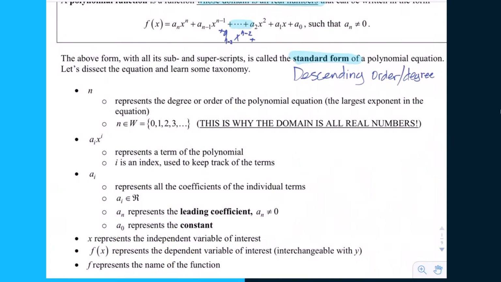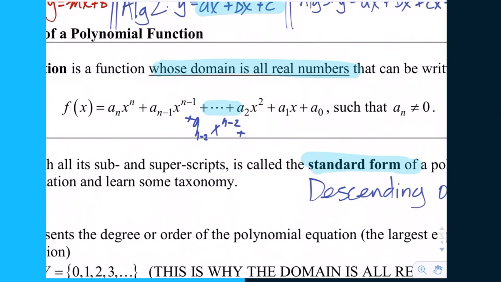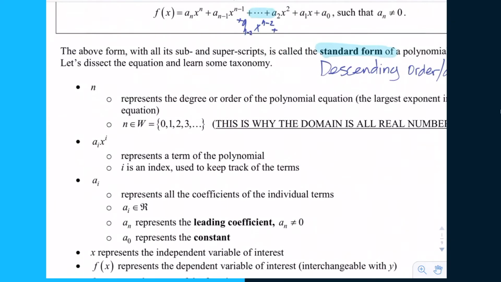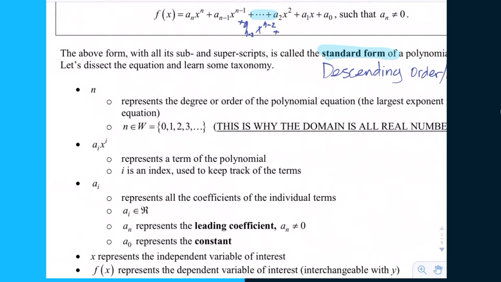All right, let's kind of dissect this a little bit and look at the taxonomy of what we had above. Because this type of thing right here is abstract. And maybe you haven't seen something like that before. So the n itself, which is again the largest exponent, represents the degree or the order of the polynomial. And it has to be a whole number. Okay, it has to be a whole number. That's what this says down here. n has to be an element of the whole numbers 0, 1, 2, 3.